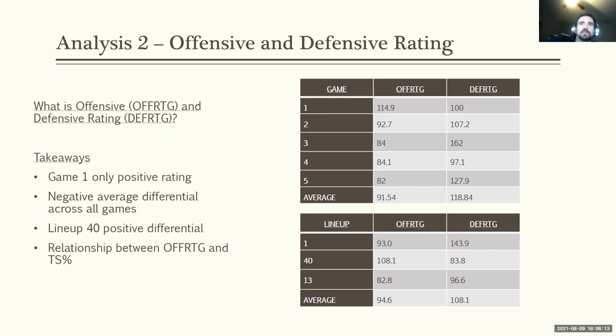They had a negative net differential across the entire sample size, and once again, lineup 40 was the only one with a positive differential. And you can see the relationship between offensive rating and true shooting in lineup 40, because it was the highest in true shooting and the highest in offensive rating.